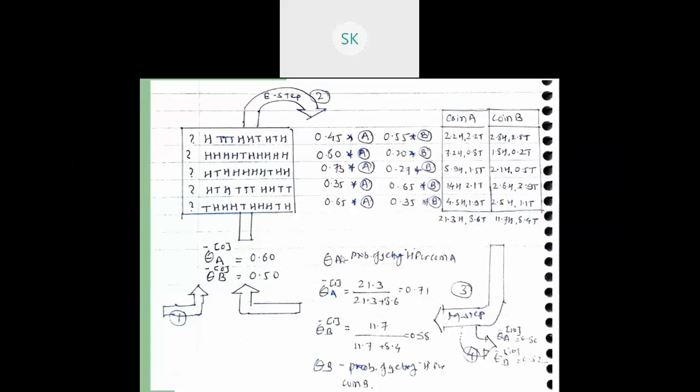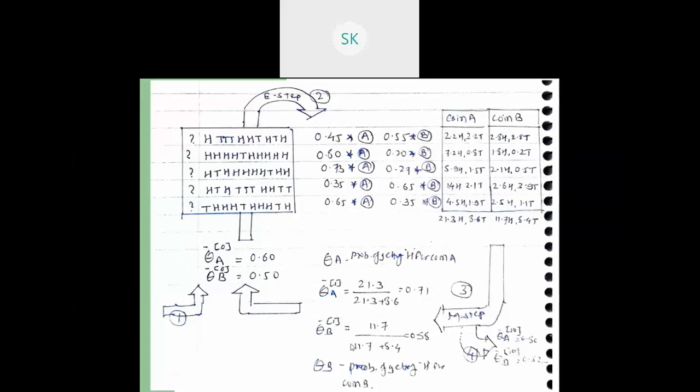Now we are computing theta A, that is the probability of getting head for coin A, for the combined experimentation. That is, 5 different coins are taken and experimented. The third step is the maximization step. In the maximization step, theta 1 is equal to the probability of getting head by coin A. So out of the total heads and tails of 21.3 and 8.1, heads are 21.3. So the result of theta A is 0.71.